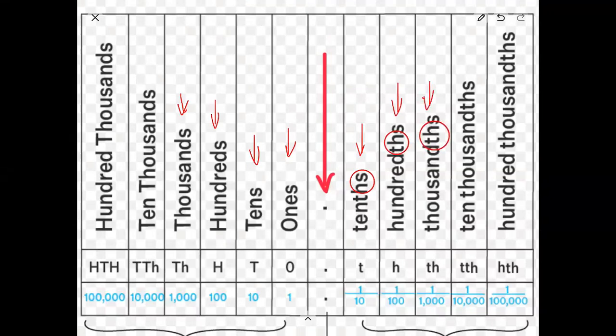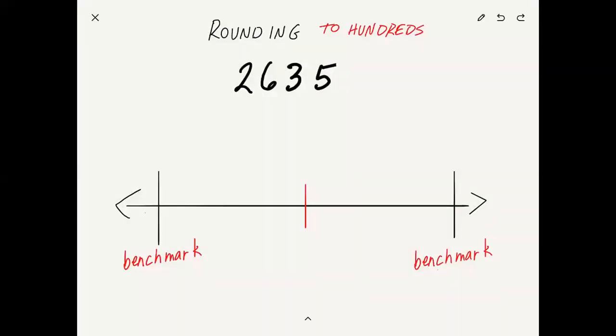Basically, they never ask you to round to the 10,000s. I've never seen that, so I'm just going to show you that part. Again, this part over here is the whole number part, and this over here is the decimal part. Now let's jump in and start looking at some of this.